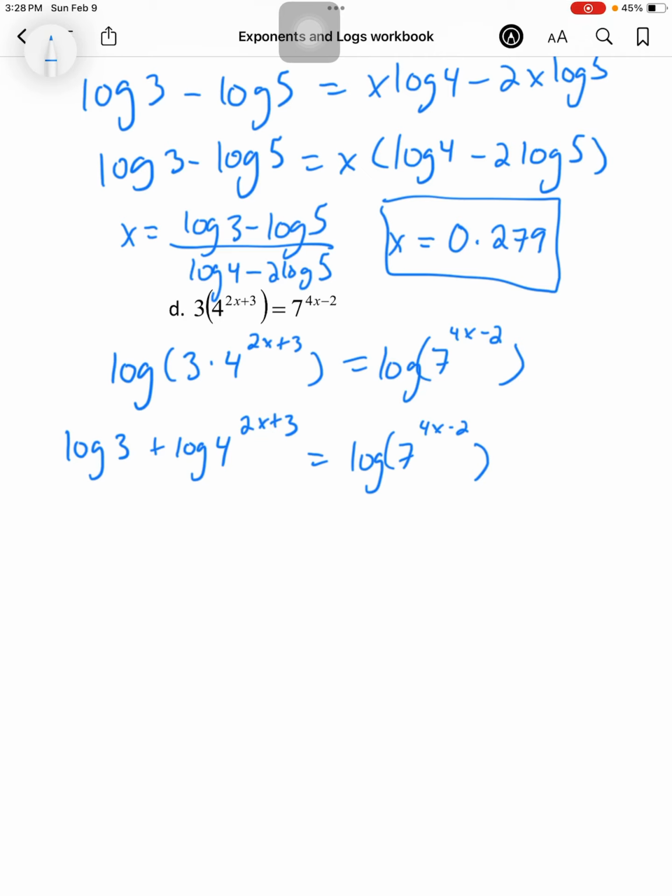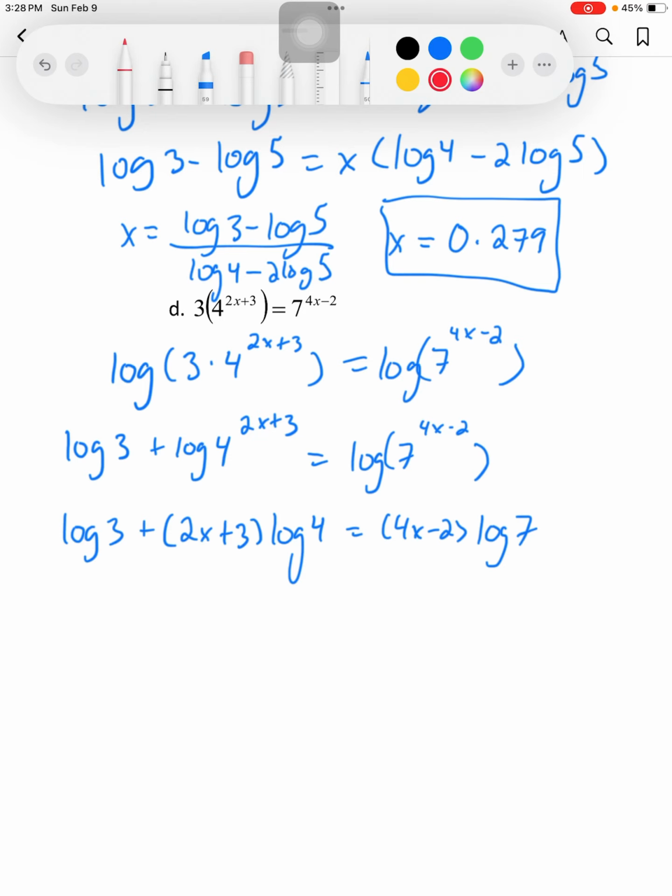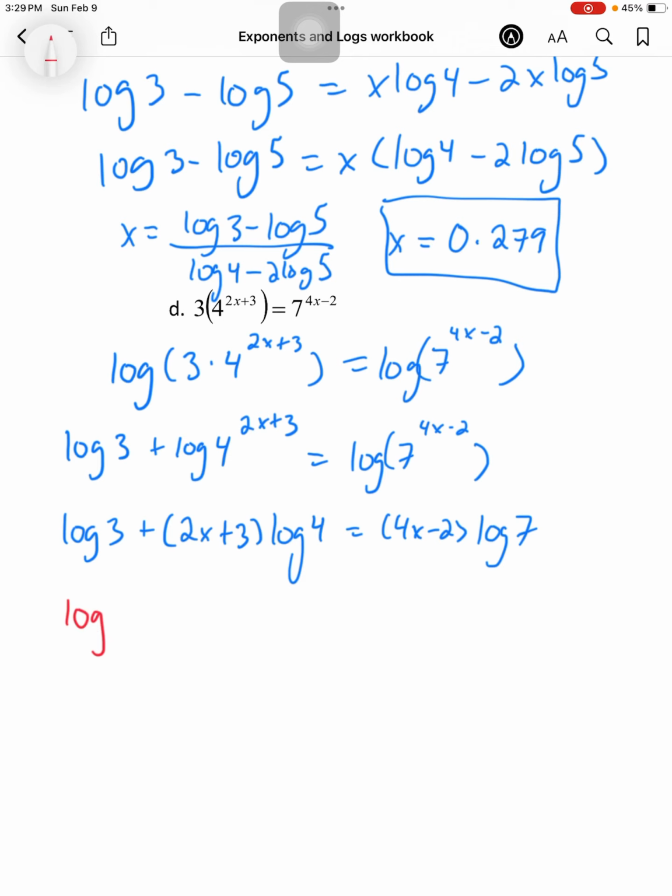And now, what can we do next? We could move the exponents. So log 3 plus brackets 2x plus 3 log 4 equals 4x minus 2 log 7. I'm going to write this in red to show why you need to put the brackets. Because let's say I didn't put the brackets, I would do it like this, plus 2x plus 3 log 4. Then you have a random plus 2x here, and it'll make the whole equation complicated.